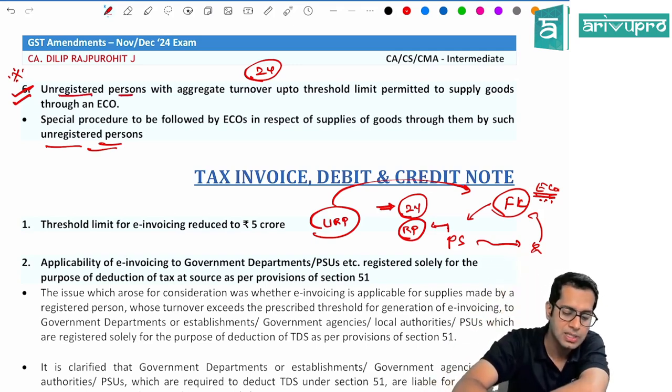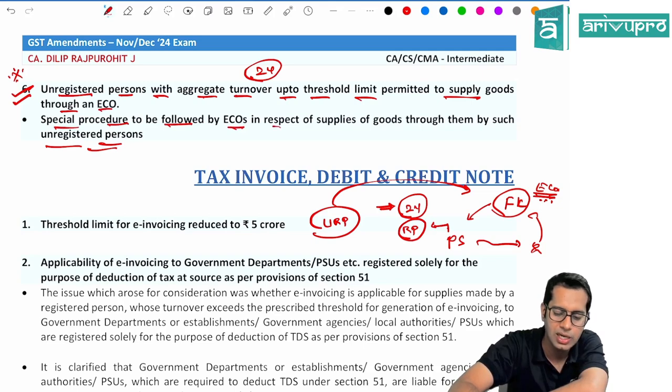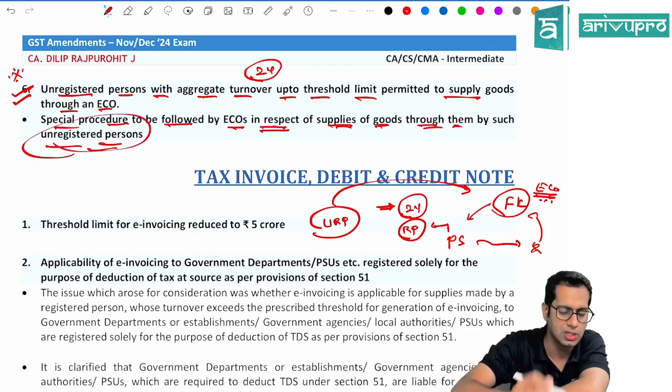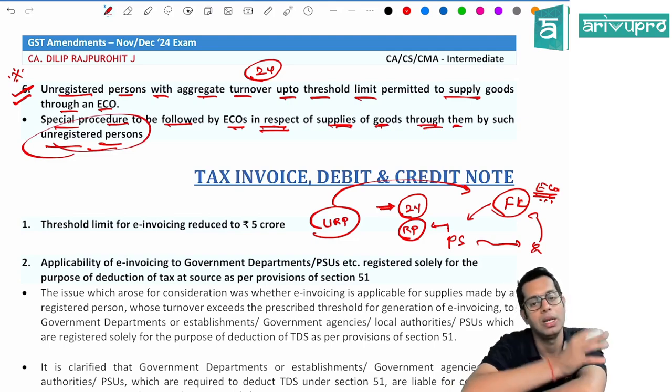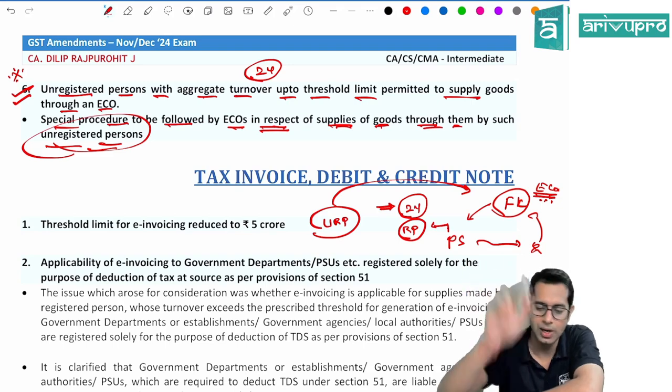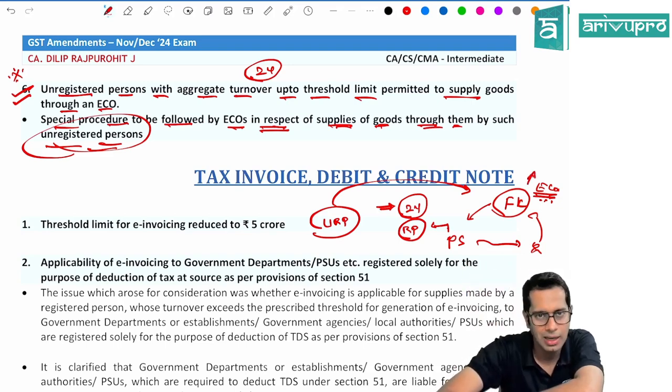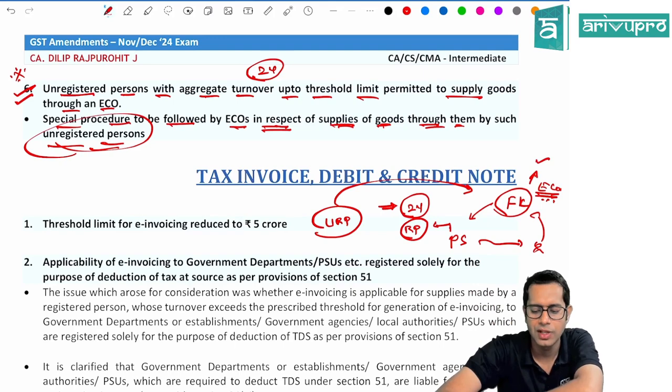An unregistered person with aggregate turnover up to the threshold limit can supply goods through an e-commerce operator, and special procedures have to be followed by such e-commerce operator in respect of supply of goods through them by such unregistered person. So an unregistered person need not take compulsory registration. Now what the e-commerce operator has done, in practical life, I'll tell you. In practical life, this Flipkart is there.